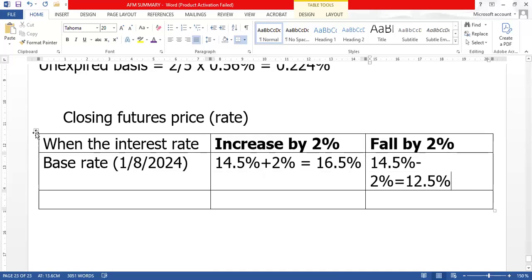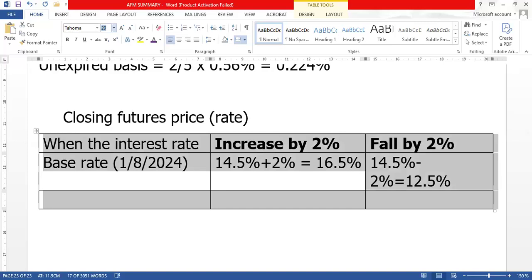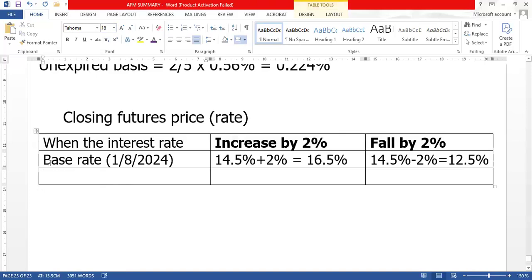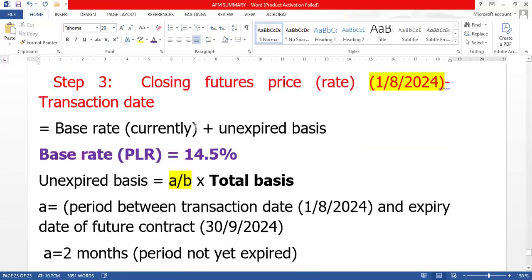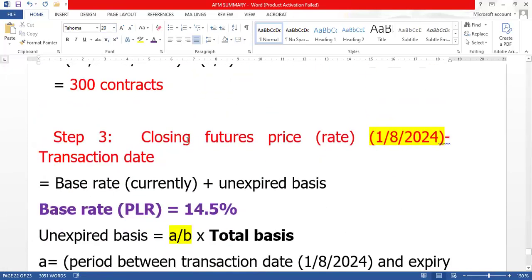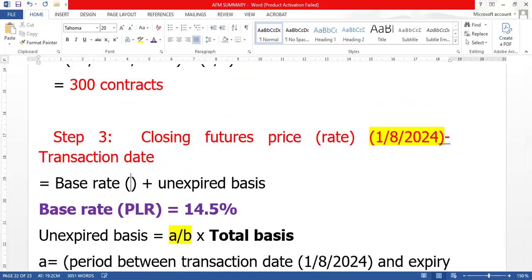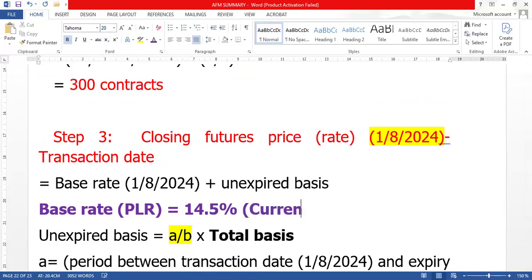Okay, so that's what we have. Remember, you get the base rate. Maybe here I may confuse those who are copying, that you said here currently. So here, first just adjust and put here on this date. It may confuse you, but this is the one currently.